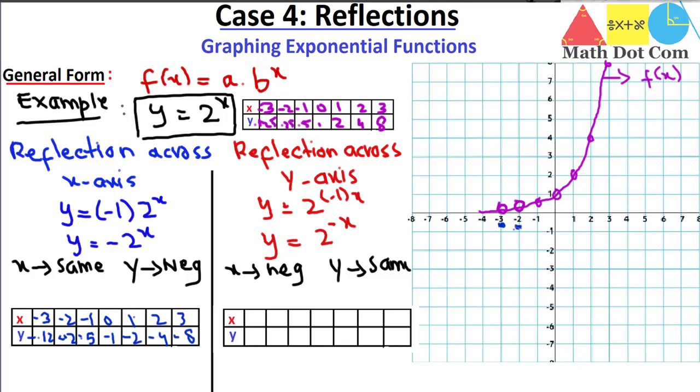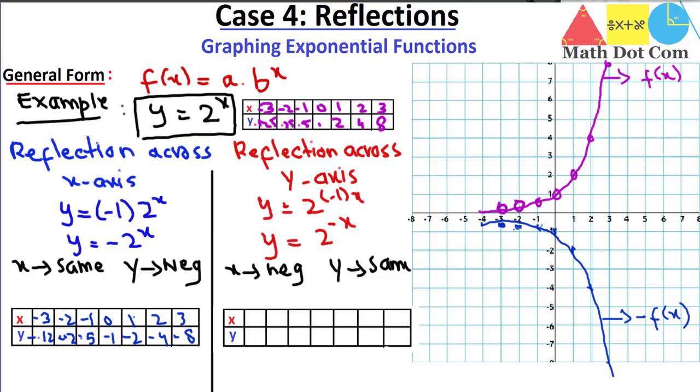Then for -1 it will be -0.5 here. Then for 0 it will be -1 here. Then for 1 it will be -2, this point. For 2 it will be -4 here, and for 3 it will be -8. If we draw it, it will be like this, so it's the reflection of f of x. So this function is basically representing minus f of x. It means y is negative in this function.